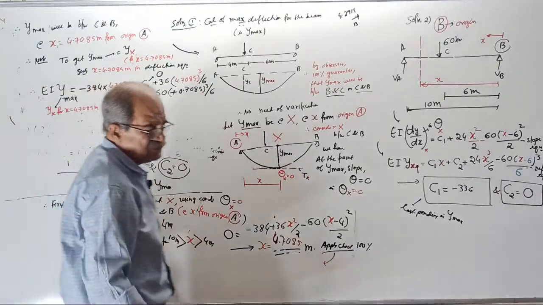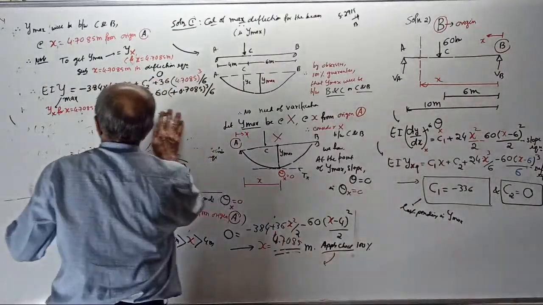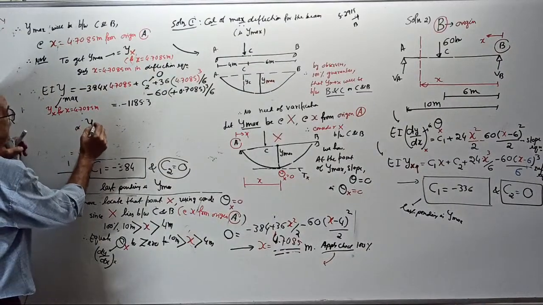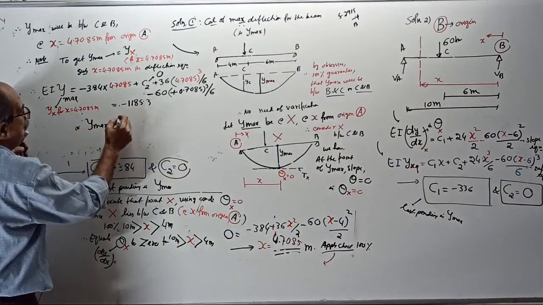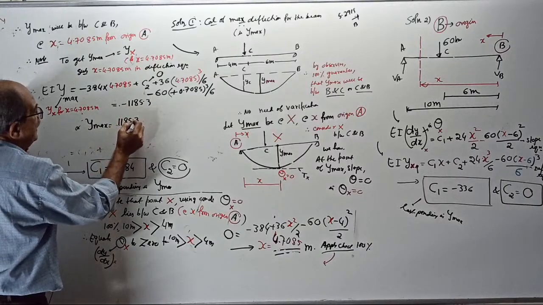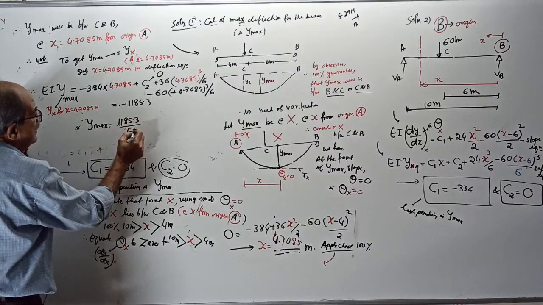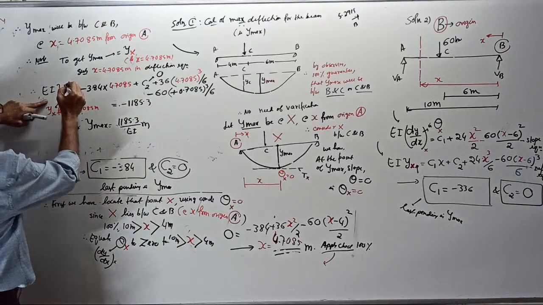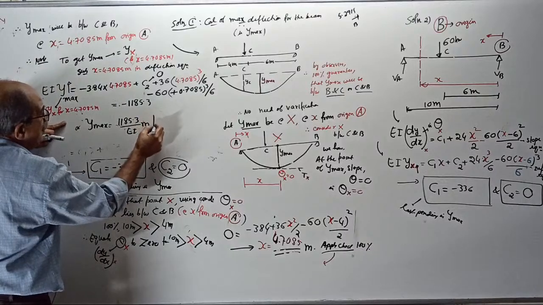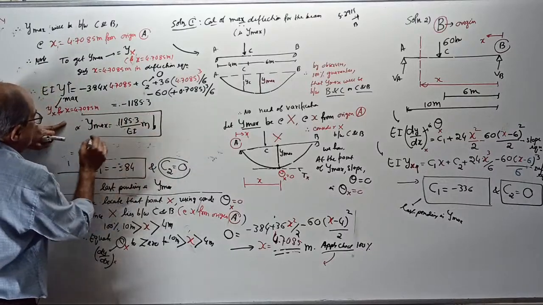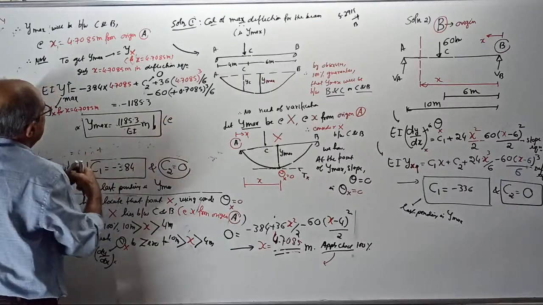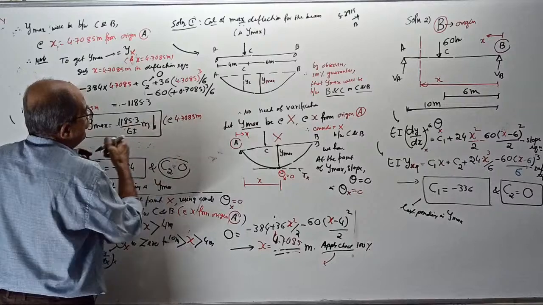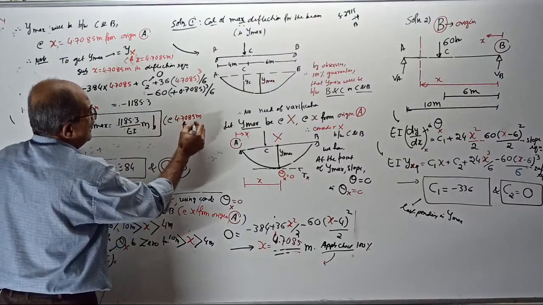Why? This solution is over. Now continue. Y max equal to minus 1185.3 by EI, that much meter. Our sign is upward positive, so negative came downwards. This is the answer at 4.7085 meter from A. Final conclusion.